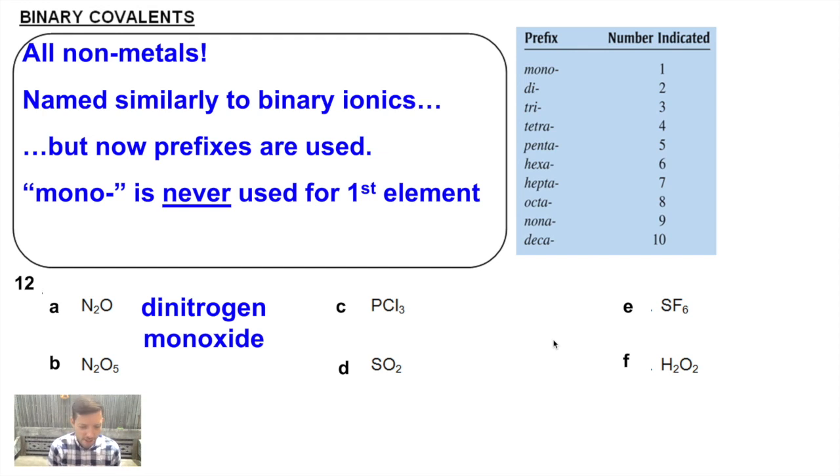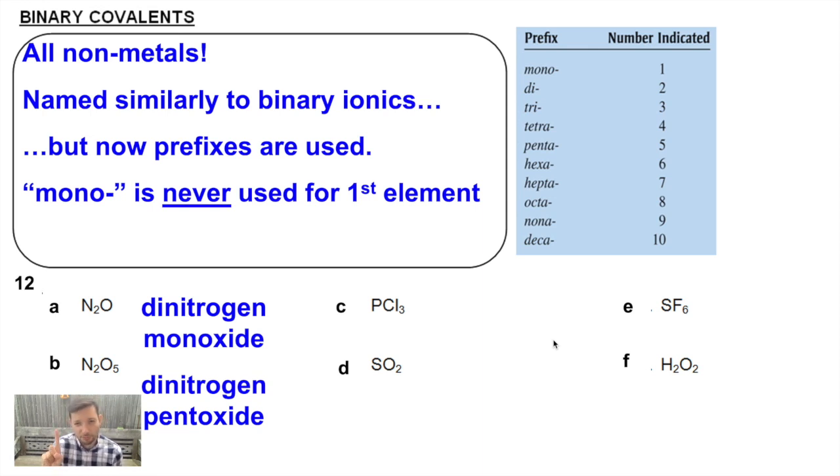It sounds better. Right below it, N2O5, that's 2 nitrogens and 5 oxygens, so we get dinitrogen and then pentaoxide or pentoxide. I've seen both. I think they're both acceptable for us for now. Try the other 4, PCl3, SO2, SF6, and H2O2.